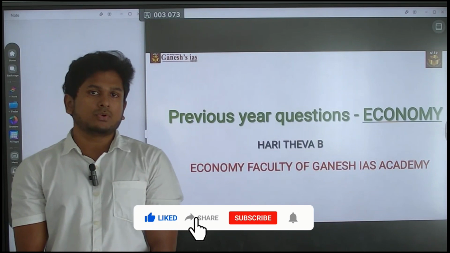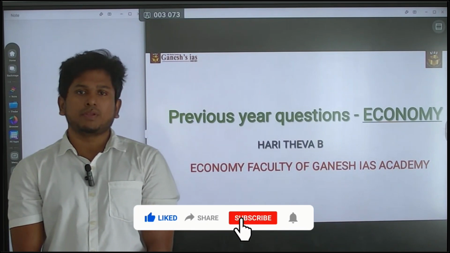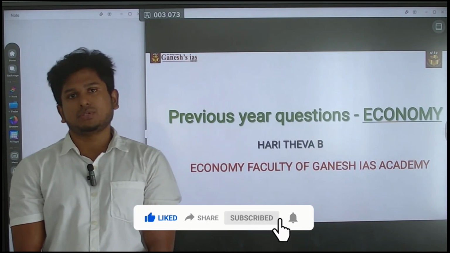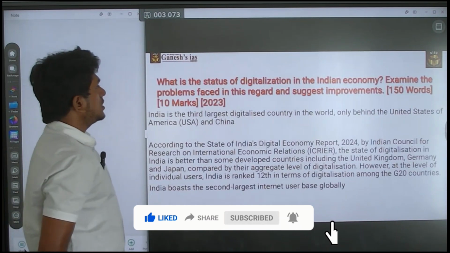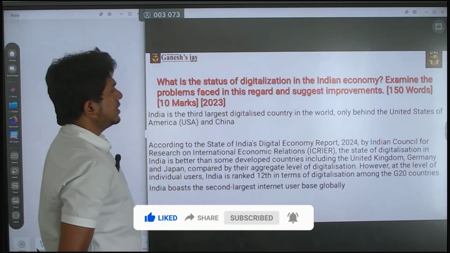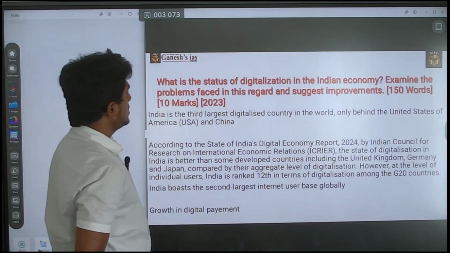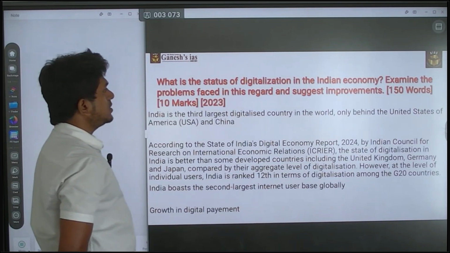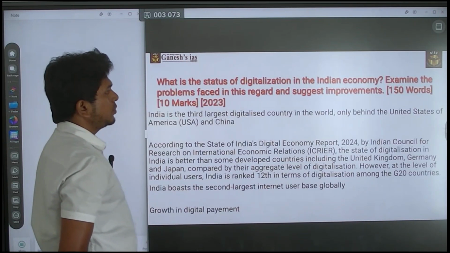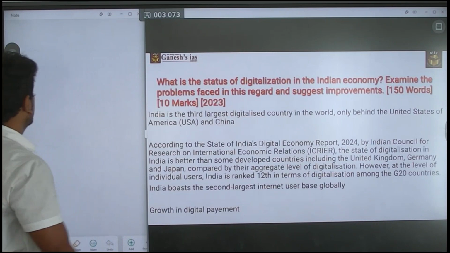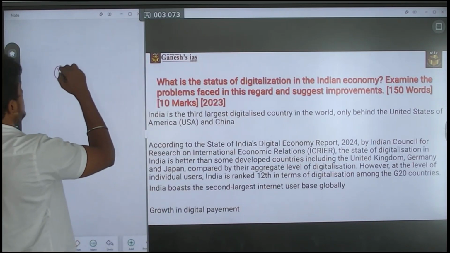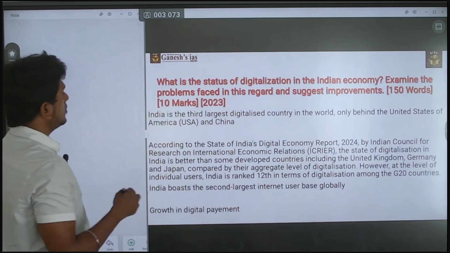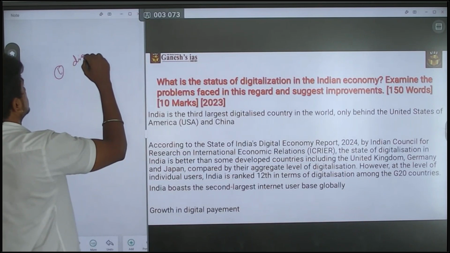Here what we are going to do is discuss the previous year mains UPSC questions. So the question is, what is the status of digitalization in the Indian economy? Examine the problems faced in this regard and suggest the improvements. First you need to understand the question. The question is all about digitalization.